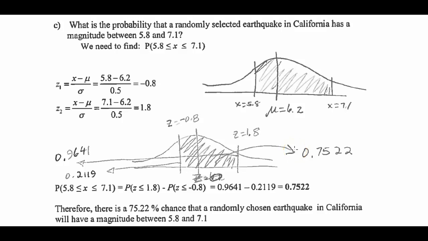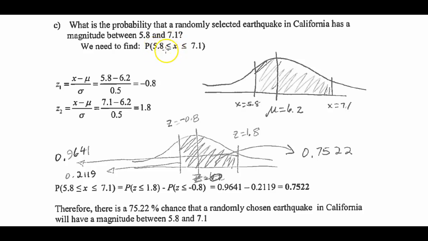Okay, I want to have a look at part C of that question about the earthquakes in California. We're asked, what's the probability a randomly selected earthquake has a magnitude that falls between 5.8 and 7.1? Mathematically, I would write that as the probability or proportion that x will be less than or equal to 7.1, but greater than or equal to 5.8.